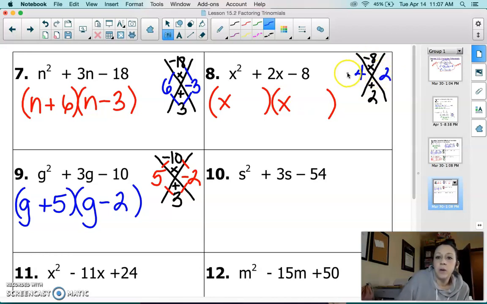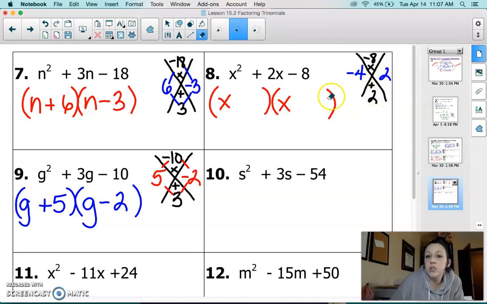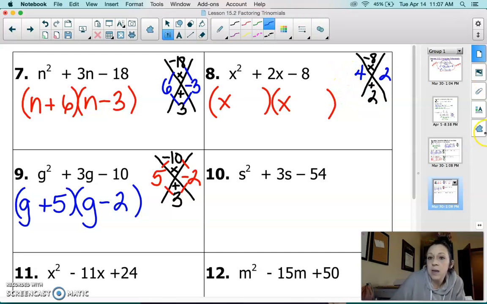So let's make the 4 negative and just see if that works. So negative 4 times 2 is negative 8. Good. Negative 4 plus 2 is negative 2. That's not going to work because I need a positive 2. So I'm going to switch the negative over to here and check again. 4 times negative 2 is negative 8. 4 plus negative 2 is positive 2. So we have our combination. We need a positive 4 and a negative 2.